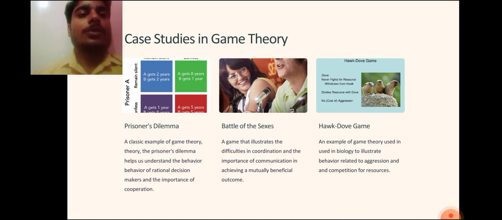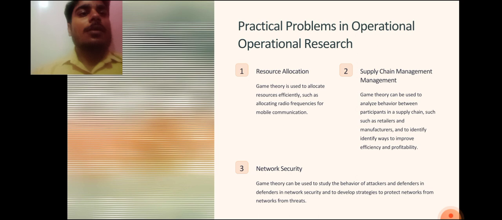After that, we are going to discuss the Battle of the Sexes. It is a game that illustrates the difficulties of coordination and the importance of communication in achieving a mutually beneficial outcome. After that, the Hawk-Dove game, an example of game theory used in biology, illustrates aggression and competition for resources. And after that, we are going to discuss practice problems in operational research.